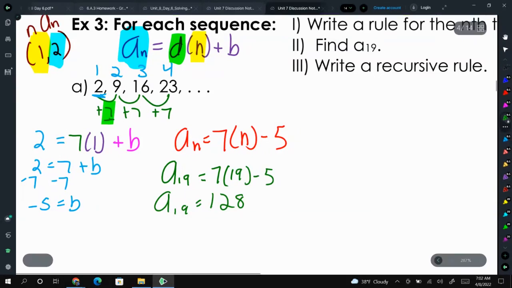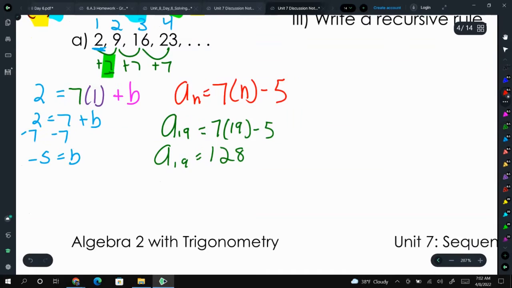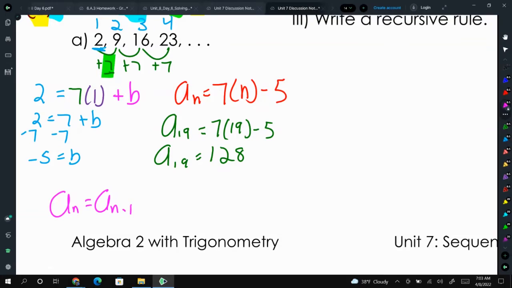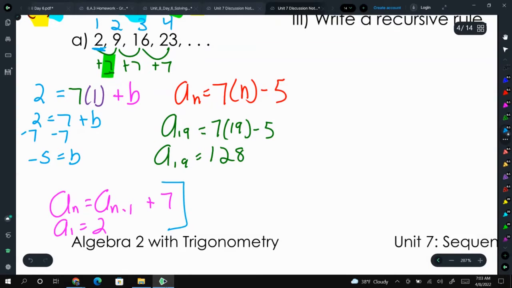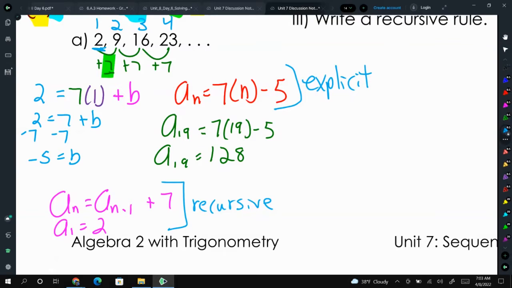Now, to write a recursive rule, a sub n is going to be, we're taking that previous term and adding 7. And that first term, though, is 2. So this is recursive. And this is explicit. So we could write it in two different ways.